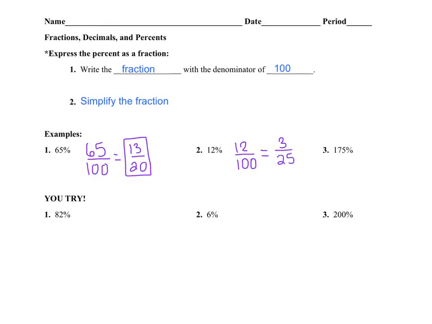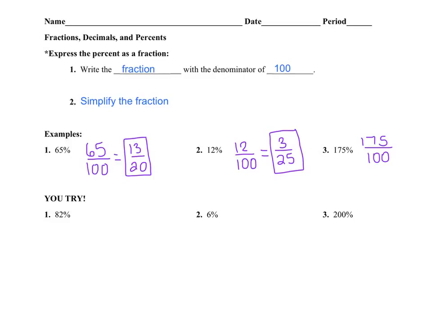And can that be simplified any further? No, it can't. 3 cannot go into 25. So that is your final answer. Now let's look at example 3, our last example, 175%. Even though this is greater than 100, we're still going to follow the same procedure by putting the percent, 175, over 100.